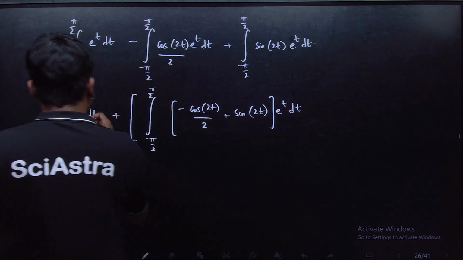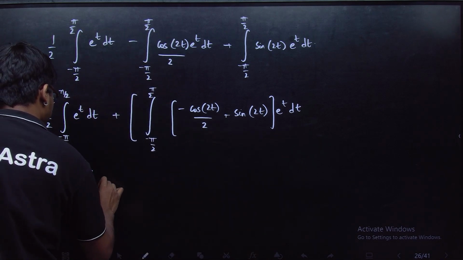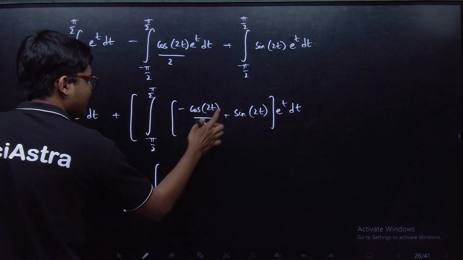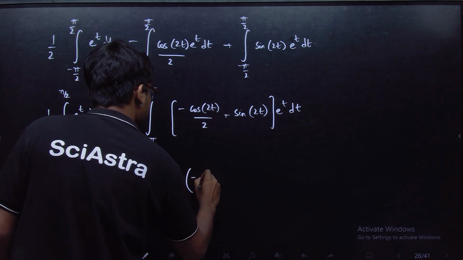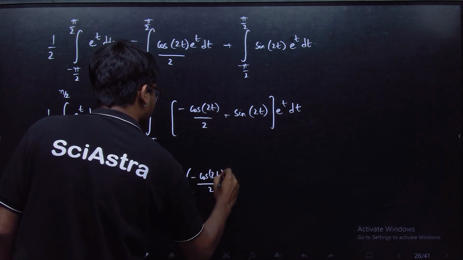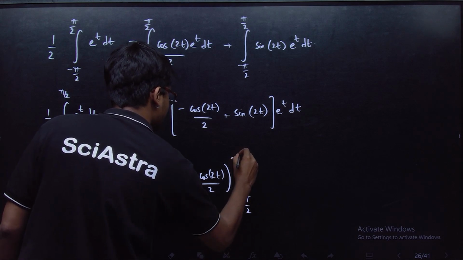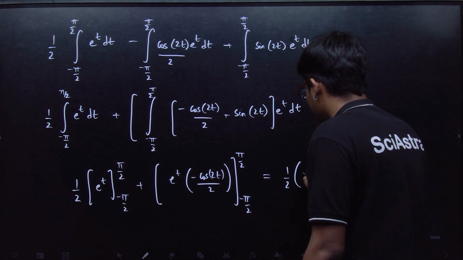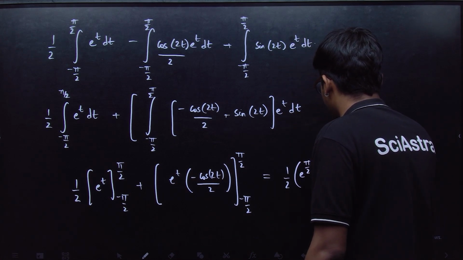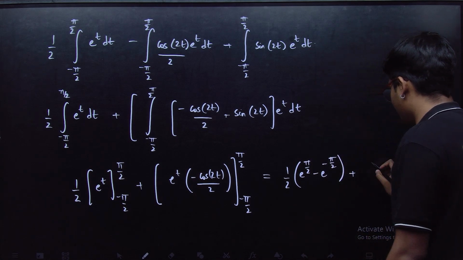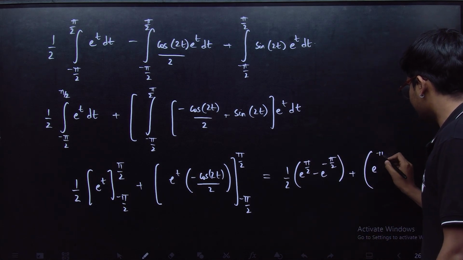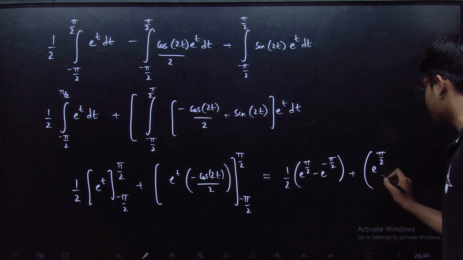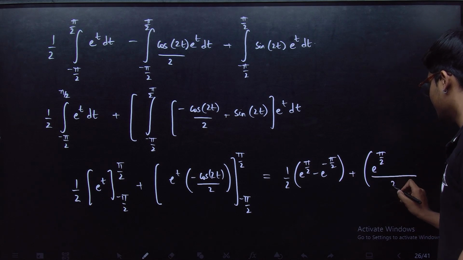So the first integral we obviously know is going to be half e to the power t, between minus pi by 2 and pi by 2, plus the second integral is going to be just e to the power t times minus cos 2t by 2, between minus pi by 2 and plus pi by 2, right? Which will give you what? Half of (e to the power pi by 2 minus e to the power minus pi by 2), plus the second part is going to be e to the power pi by 2 times cos of pi, right? So that's minus 1, so minus minus becomes plus, so this will become plus half. So you can take the 2 outside.